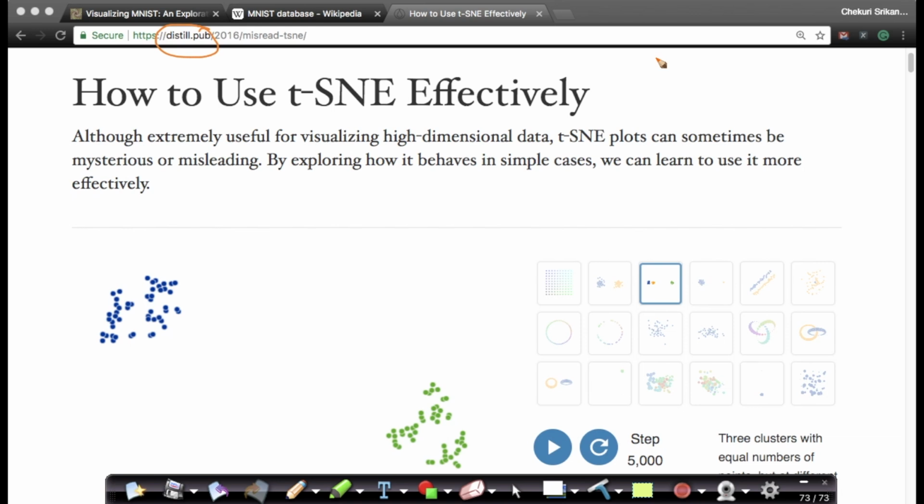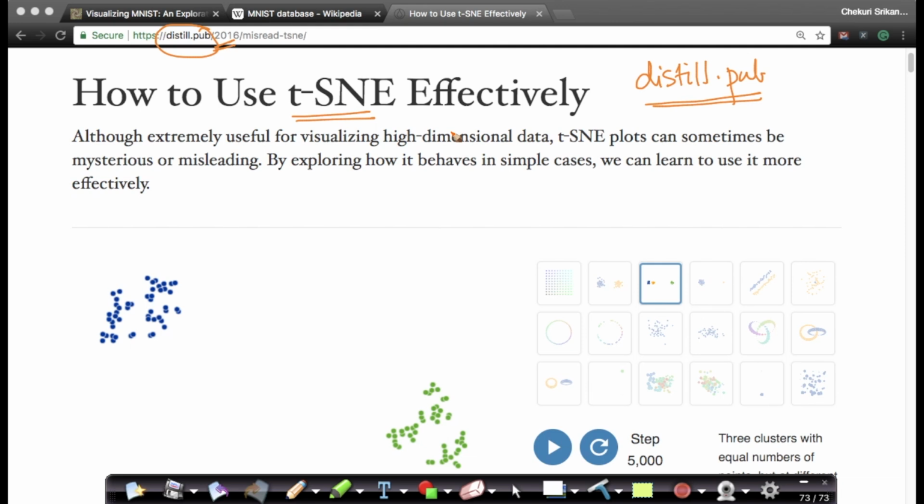Distill.pub is a terrific blog written as a collaboration between a lot of companies and spearheaded by Google Brain or Google Research. It is a brilliant blog where they take state-of-the-art techniques in machine learning, deep learning and AI, and they try to simplify them, trying to give an intuition of how they work. Their first blog, in late 2016, I think, was how to use t-SNE effectively, or how to interpret the results of t-SNE.